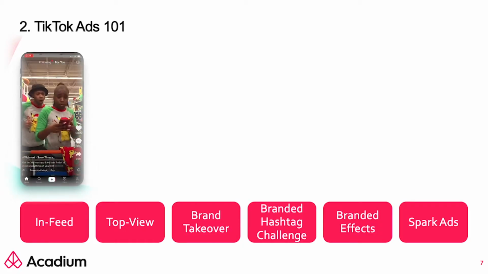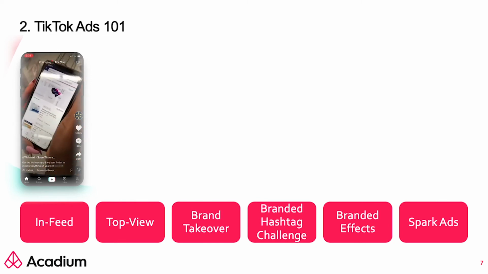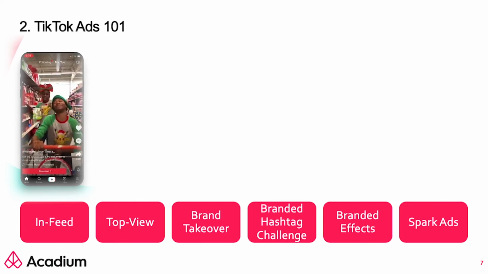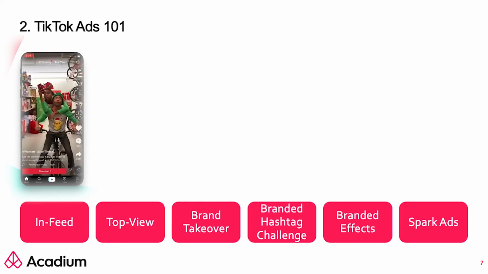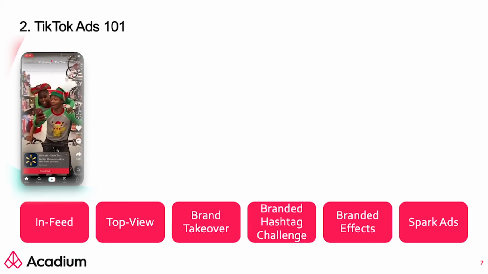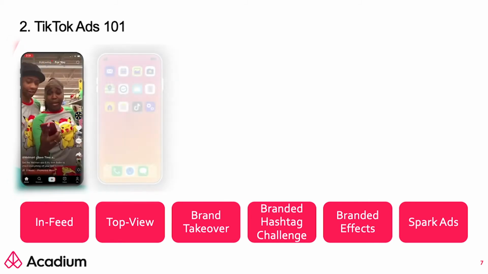In-feed ads. These are the most common and easiest ads to set up. The videos can be up to 60 seconds, but 15 seconds is the ideal length. They just appear as the user scrolls down and they have the same interface as organic posts.